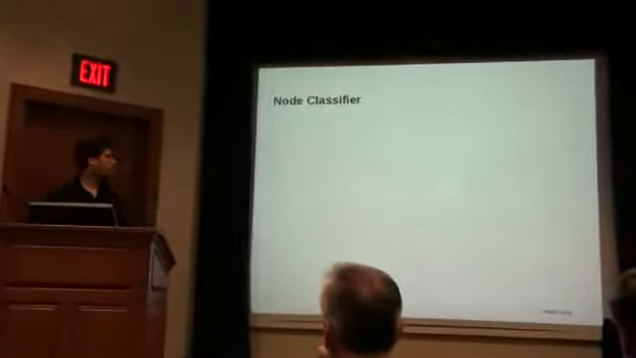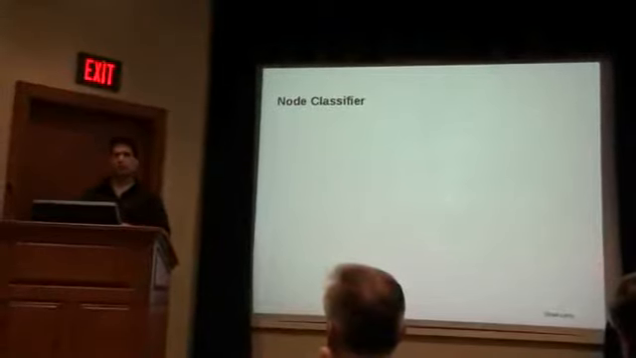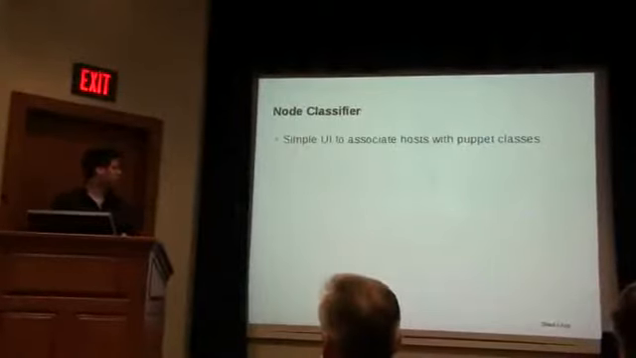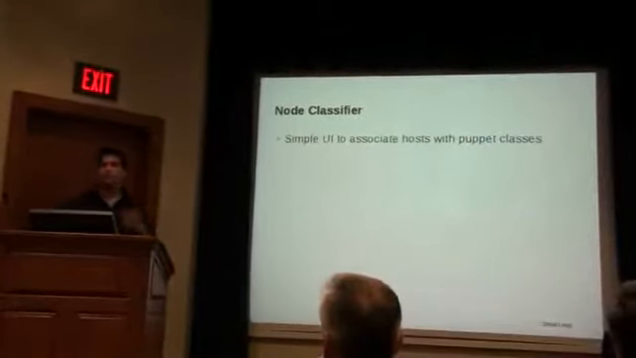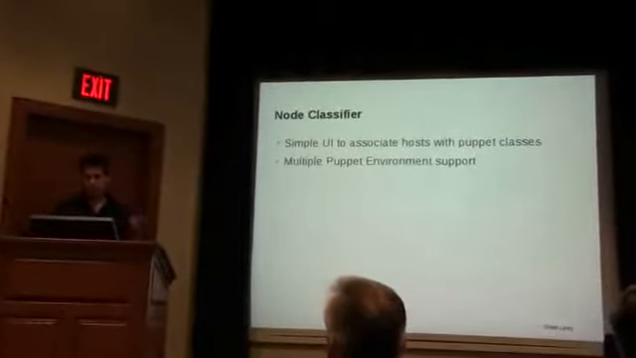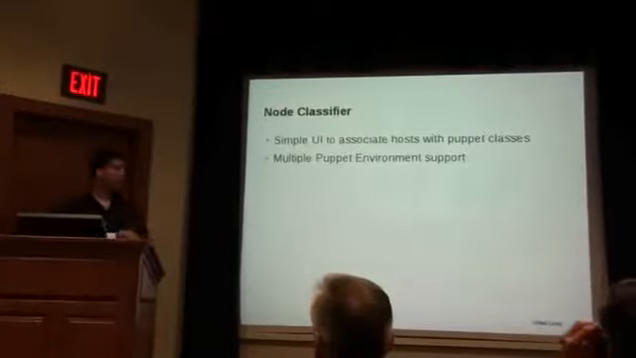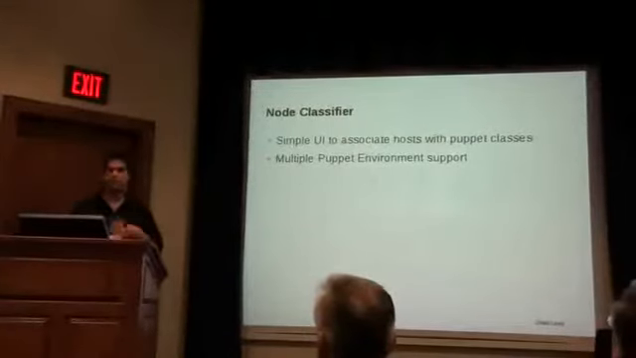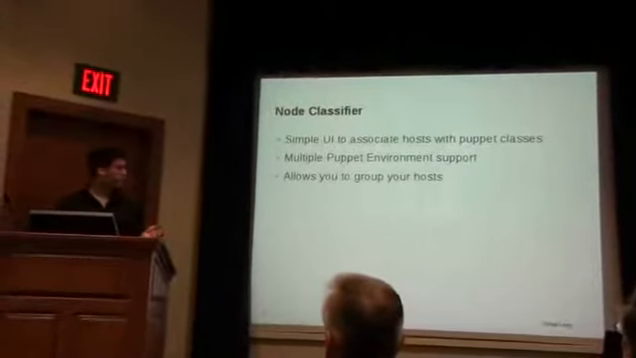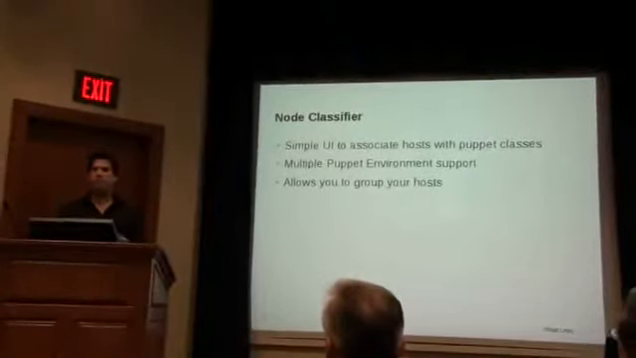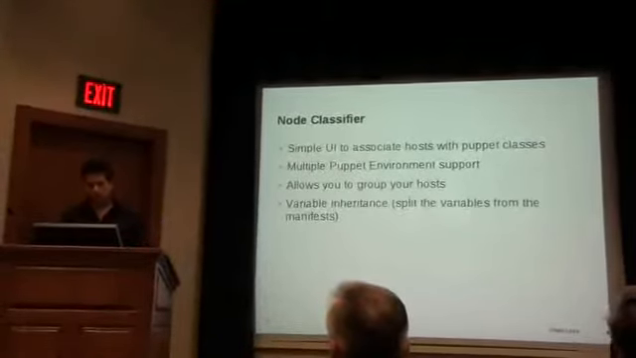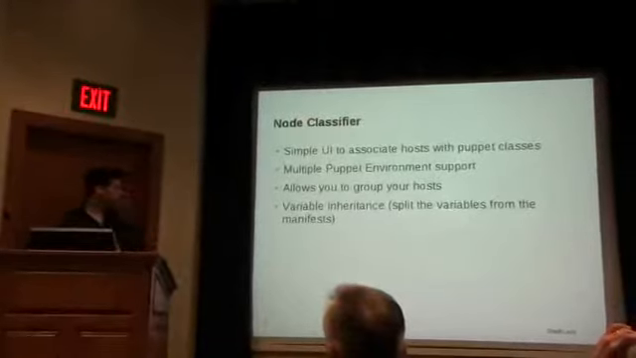Foreman offers out of the box a node classification interface to Puppet, where we want to give you the ability to associate your classes to a given machine. We want to allow you to easily support the switch and handover between Puppet environments. I don't know if you use Puppet environments, but it's very powerful. Obviously group your hosts, because talking about one system at a time is not scalable. And offer you an alternative to variable inheritance.